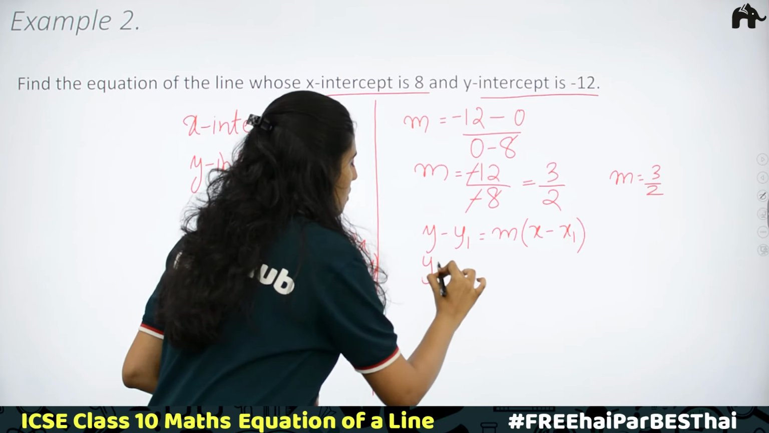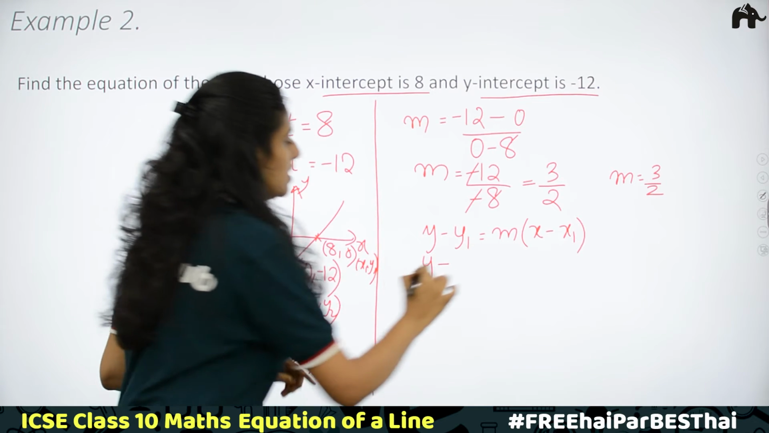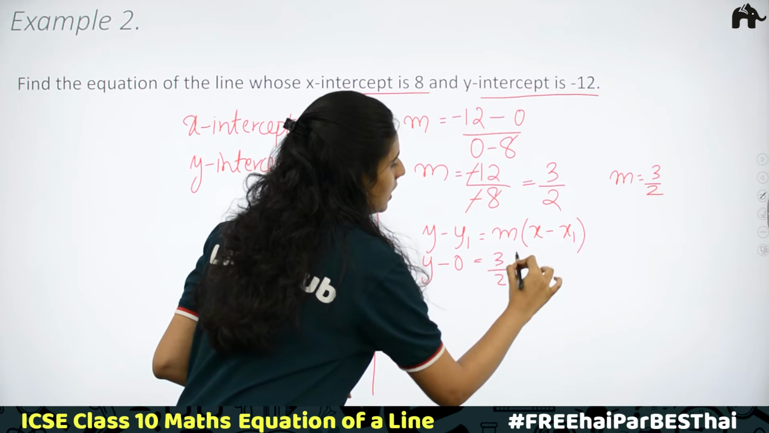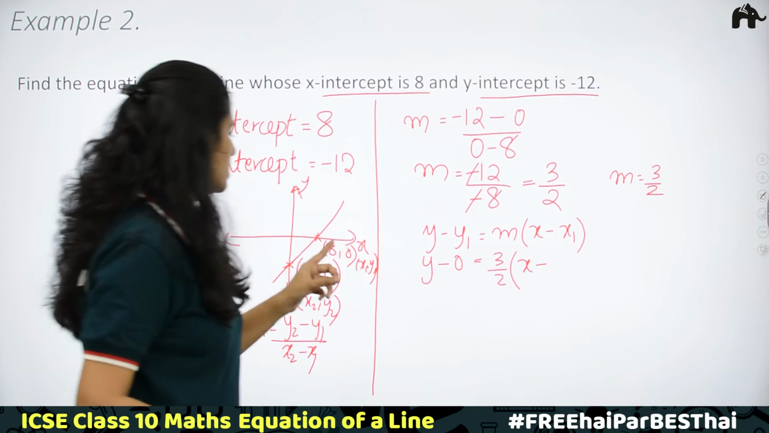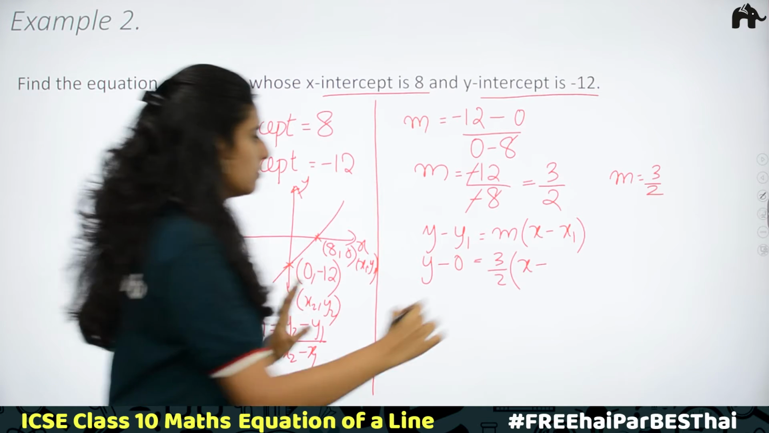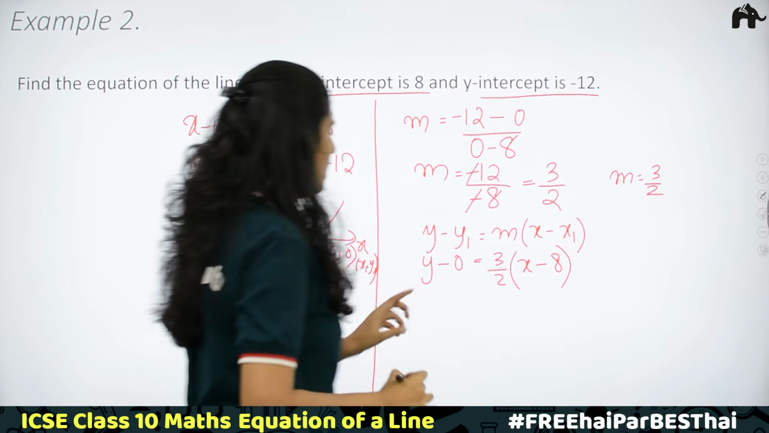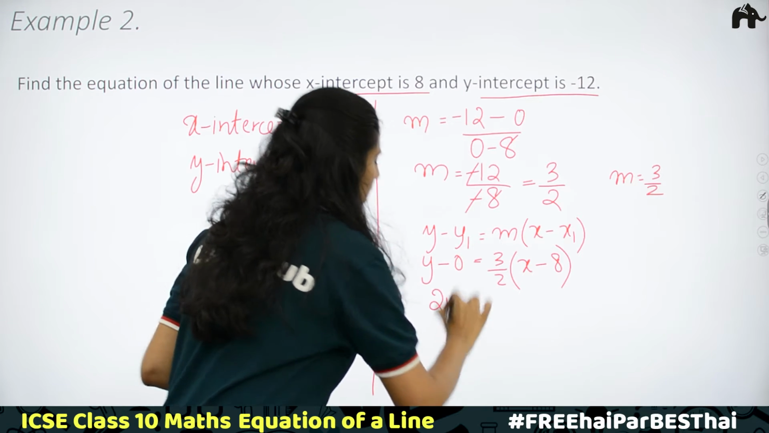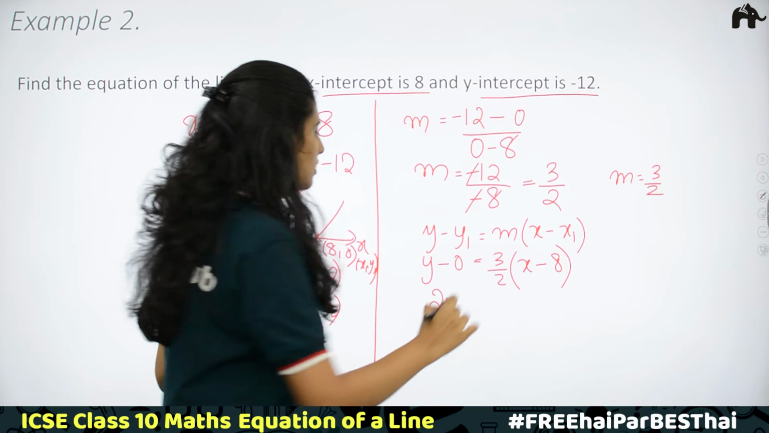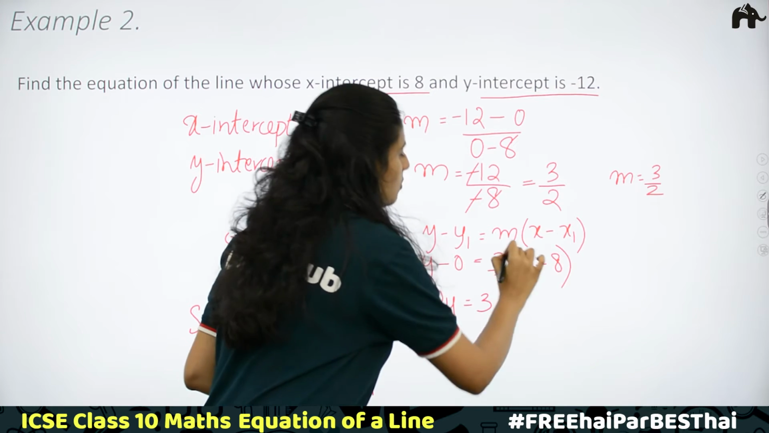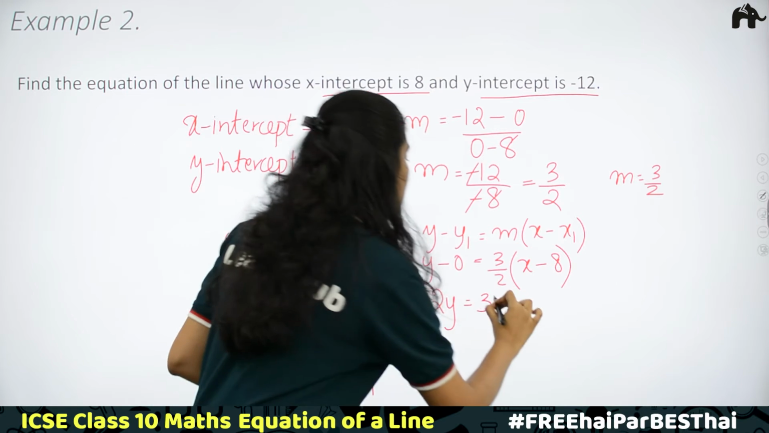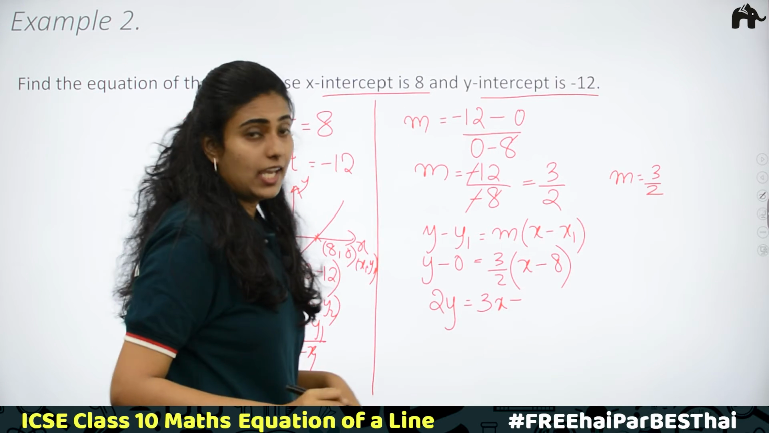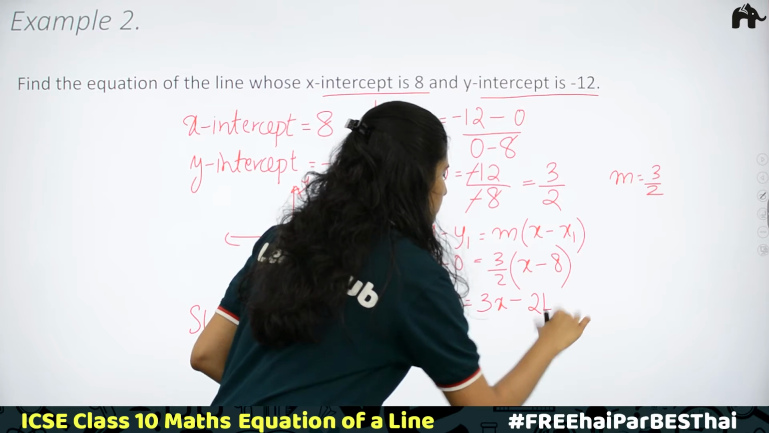So, y minus y1, here we have 0, is equal to m, which is 3 by 2, into x minus, what is the value of x1? x1 is 8. Okay. Taking this 2 to the opposite side, we get 2 into y minus 0, which can be removed, is equal to, removing brackets and multiplying, 3x minus 3 into 8, which is 24.